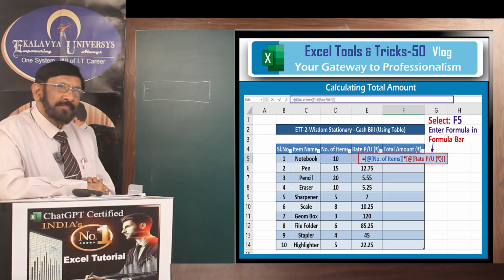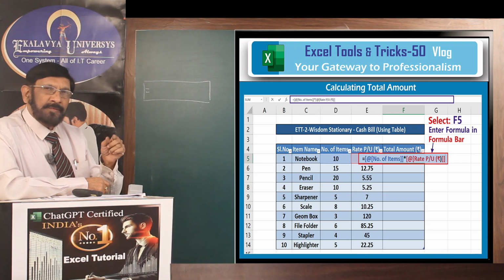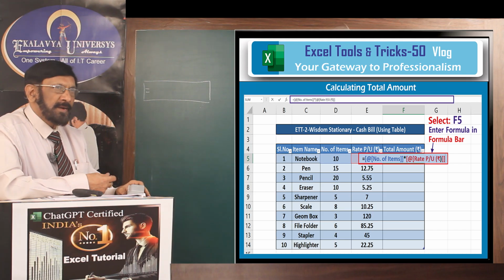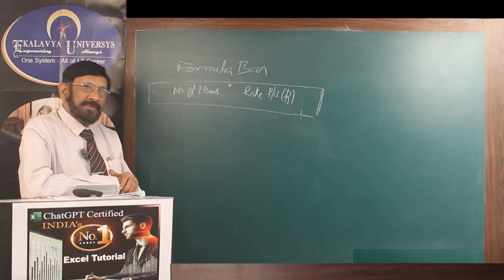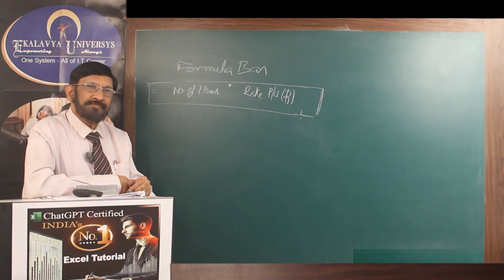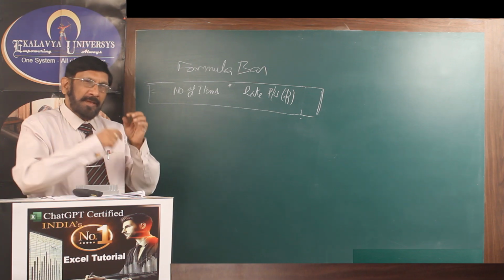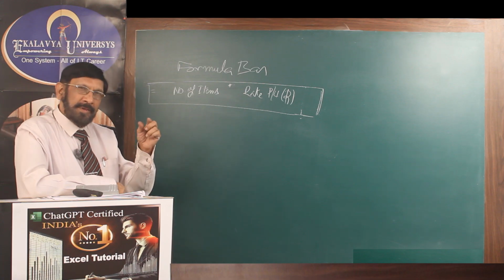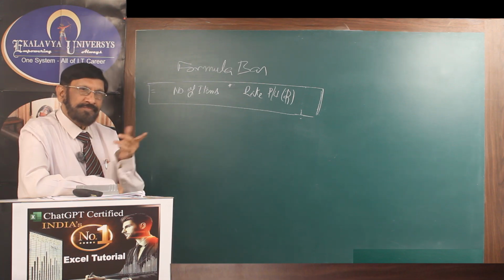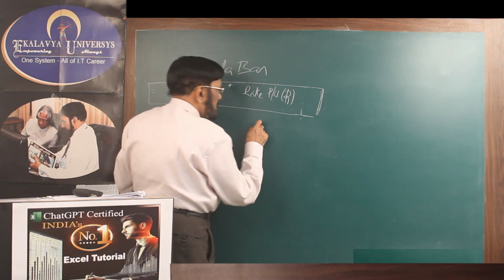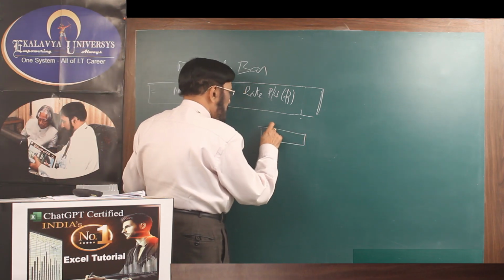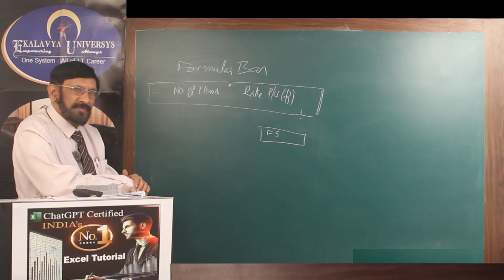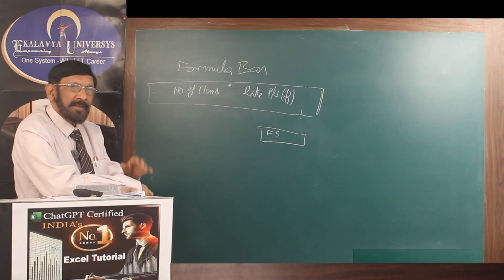What is the formula? It is number of items into rate per unit. That is the mathematical formula. Now, what to do? First, according to my table, you have to select F5, where the total amount is displayed. It is the first cell of the total amount column. Select it, and thereafter write the formula. Don't be confused. One or two times, please write it.